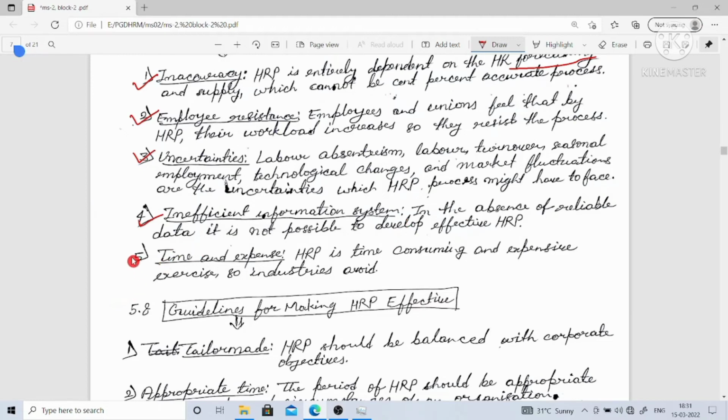Then, given time and expense, human resource planning is a time consuming and expensive exercise, so industries avoid it. It takes much time to evaluate the number of people required, the different traits of the people required, and the availability of employees in the job market. All these things make this process tedious, so that's why industries avoid it.